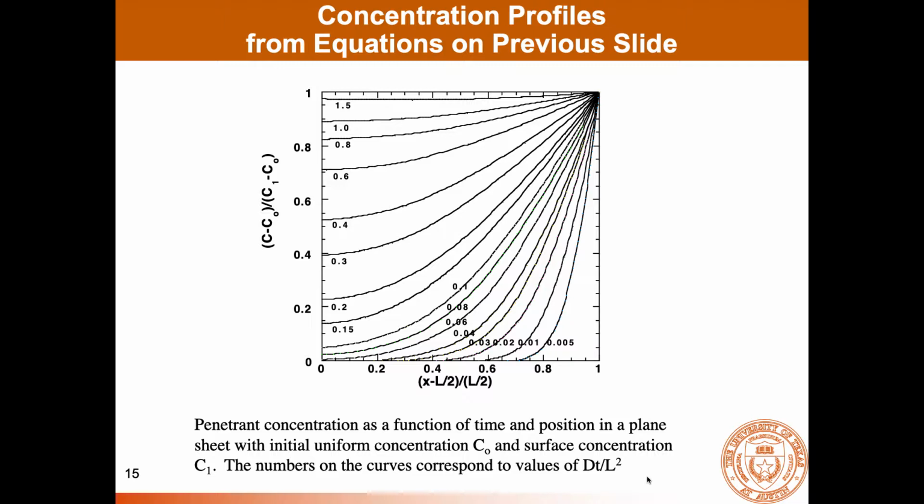Another one that we'll see of interest in a moment is Dt over L squared equal to 0.05. There's a curve here at 0.04 and 0.06. You can imagine there'll be one in between at 0.05. And that turns out to be, when Dt over L squared is 0.05, or about 1 over 20, the point where the sample has absorbed about half of all the mass that it's going to uptake during the entire experiment. And that's often called the half time in a diffusion experiment. Dt over L squared equals 1 over 20.